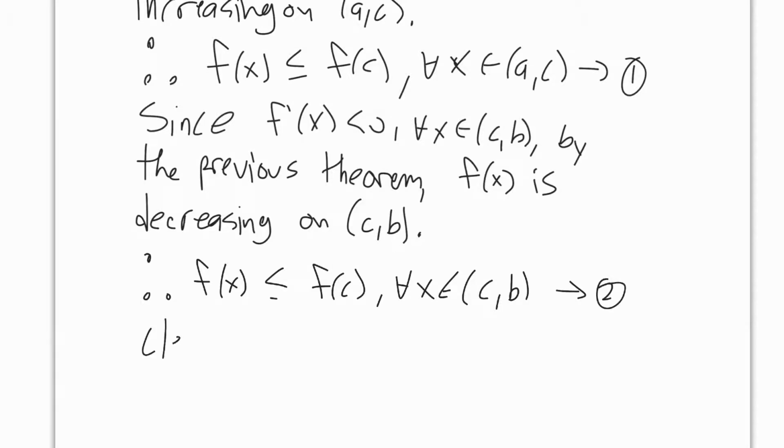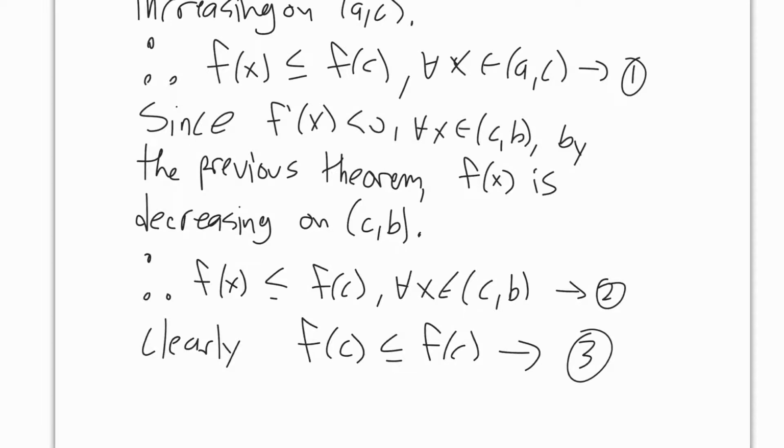Now, clearly, if you think about it, f of c is equal to f of c. So we could say f of c is less than or equal to f of c. Now we're going to call this point number 3. I know that f of c is equal to f of c, but I'm going to say less than or equal to because it means that it is equal to, so this is a valid statement. It's like saying 3 is less than or equal to 3. It's true. It's equal to, so it's less than or equal to.